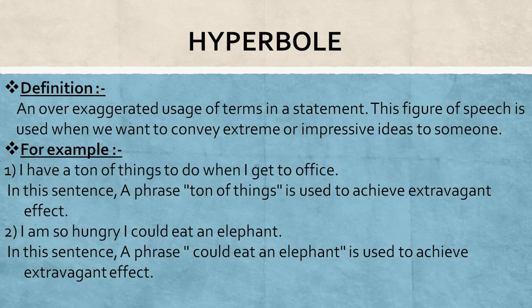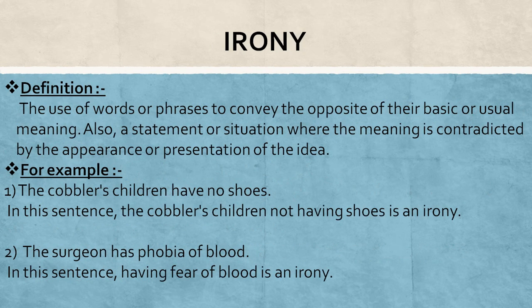2. I am so hungry, I could eat an elephant. In this sentence, a phrase could eat an elephant is used to achieve extravagant effect. The third one is irony. Definition: the use of words or phrases to convey the opposite of their basic or usual meaning.